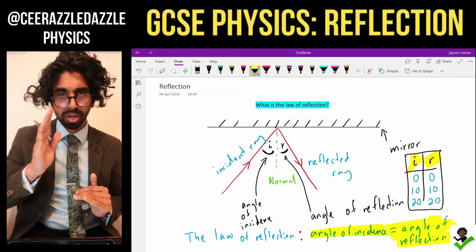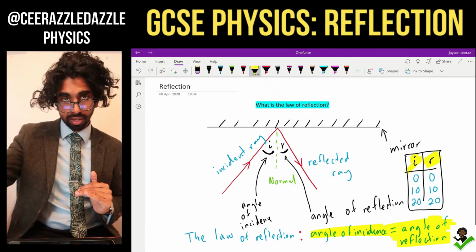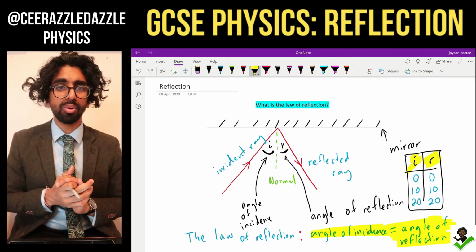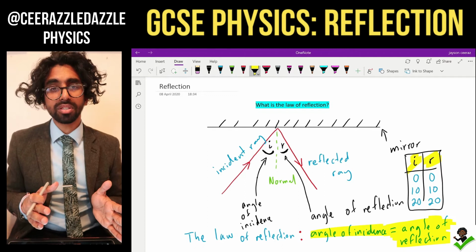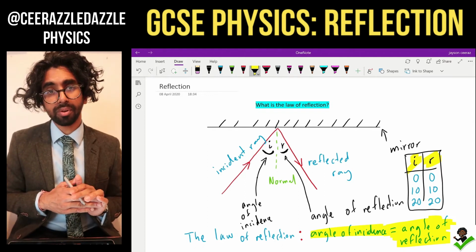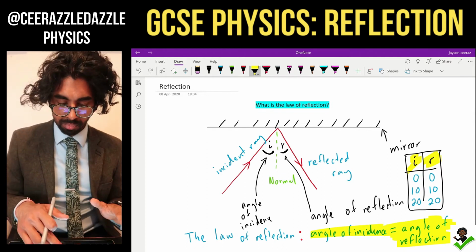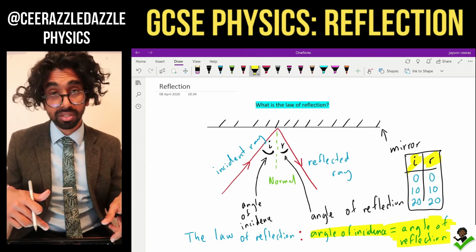I can see myself in the mirror because the light hits the mirror and comes back at me, and the angles are always the same. So that is the law of reflection, that the angle of incidence is equal to the angle of reflection. Right, now memorize that diagram because we need it for the next diagram.